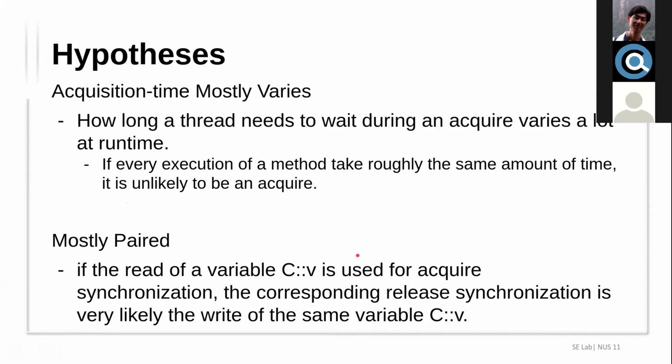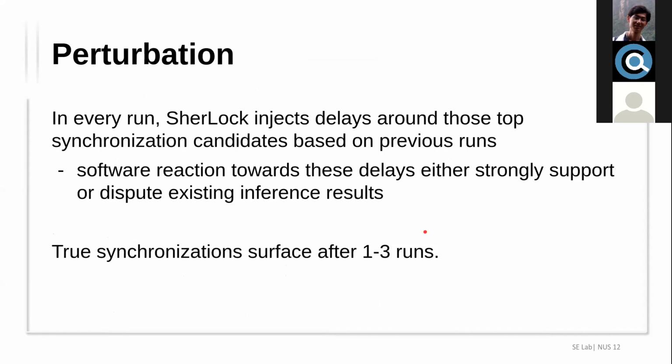Yep. So just now the perturbation that I was talking about. Basically, after a run through of the program, the observer will generate this list of windows and events, right? And then after running through the solver, we have a probability for each event to be a synchronization. And so the perturber will just inject a delay around those top synchronization candidates. The reaction towards this delay will either strongly support or dispute the existing inference results. And from testing, it showed that most of the synchronizations come out after 1 to 3 runs.